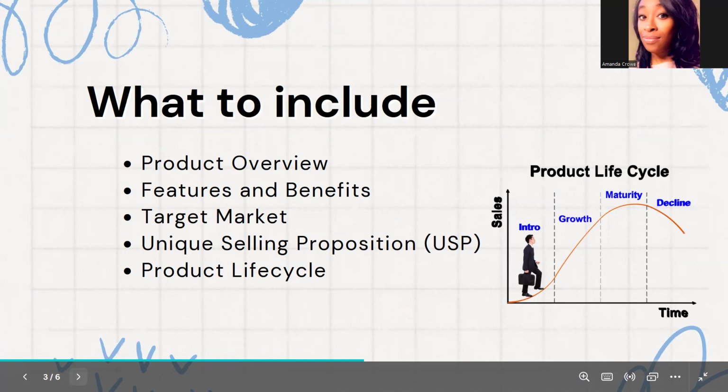First, your product overview. This is basic information about the products or services that are being offered. Should also include the features and benefits of each of the products or services being offered. And this should include a detailed description of the product's features and a detailed description of the benefits that they provide to the customer. Now that takes us to the target market. This takes us to the identification of the ideal customers for each product and service. This portion should include the demographics and psychographics of that target market.